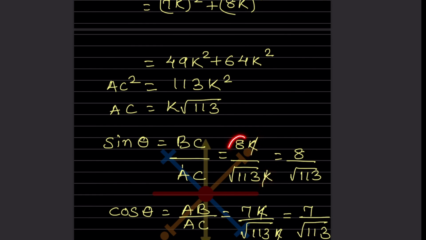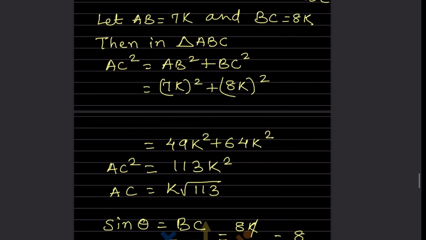That will be 1. And what remains is 8 by root of 113. So this is for sine theta. Now let us see for the cos theta. So what is cos theta?